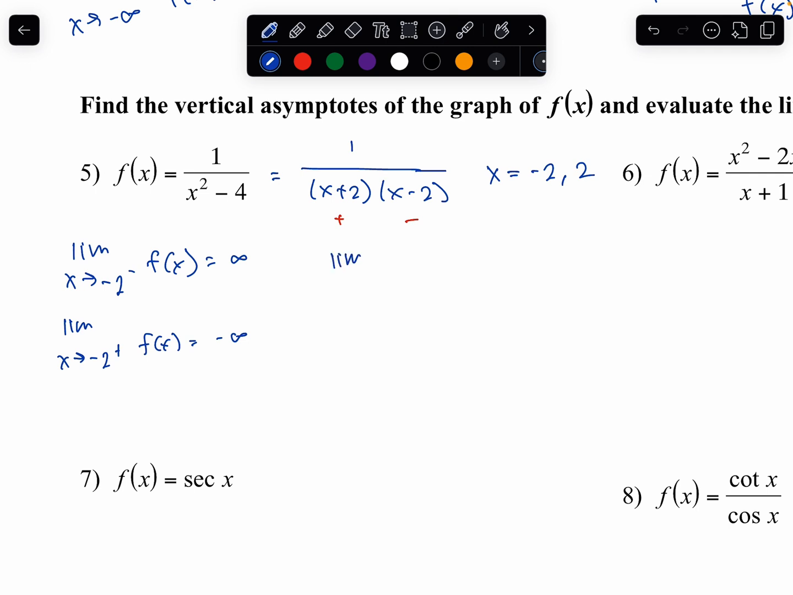Now we'll do the same thing for the limit as x approaches 2 from the left. So 2 from the left, that's going to be like 1.9999, something like that. That's going to make this positive, but that will make this negative. So negative here, positive here, so that should result in it being negative infinity. And then the limit as x approaches 2 from the right of f of x. So that would make this positive. That's going to make this also positive. So altogether should be positive infinity.